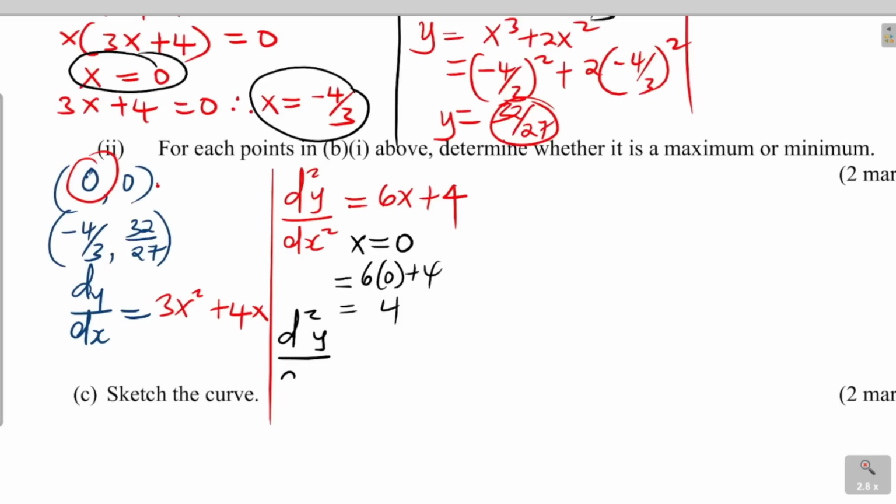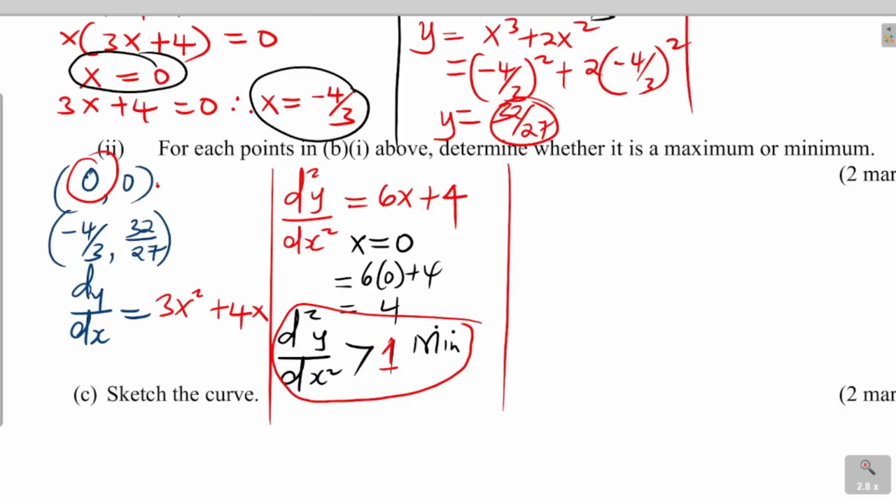If the second derivative is greater than 1, then that is taken to be a minimum point. And therefore, after substituting x equals 0, that is the first stationary point, we got 4, and that is greater than 1, and therefore (0, 0) is a minimum point.